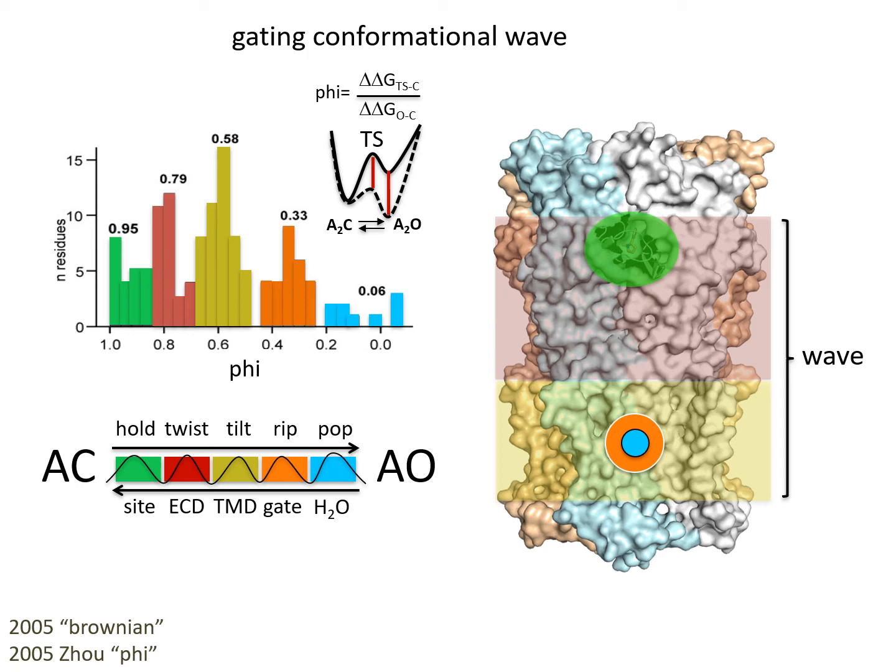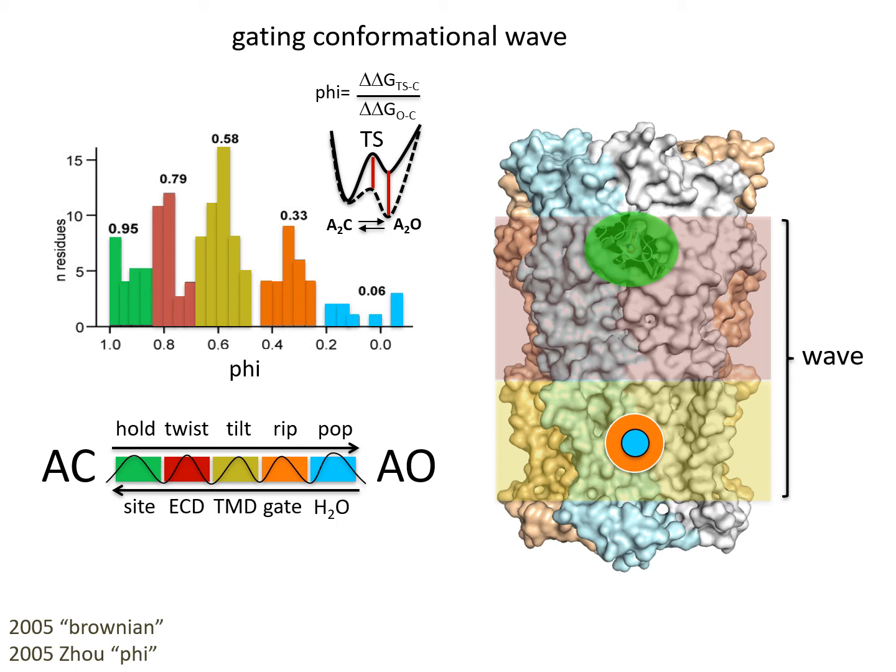I can't show the model; it's too complicated to show because everything can happen. It's possible that tilt happens before twist, for example, but it's unlikely. This is the most likely sequence of events: the linear chain going hold, twist, tilt, rip, pop, and pop, rip, tilt, twist, hold when the channel closes.